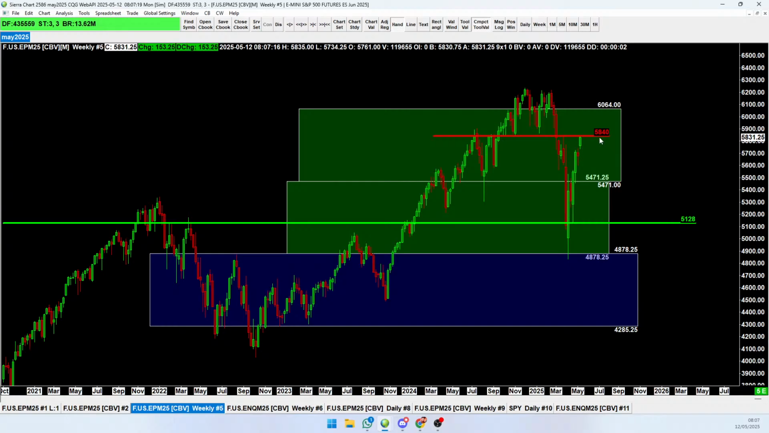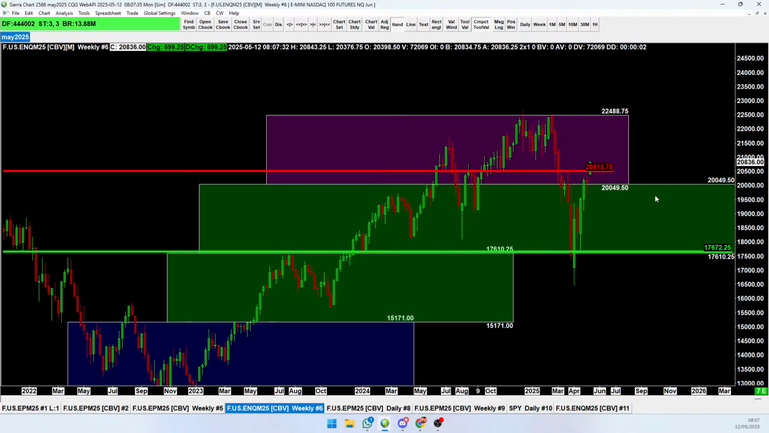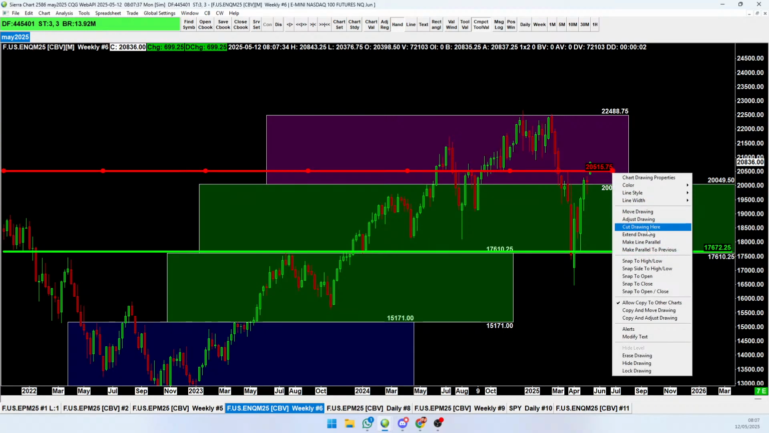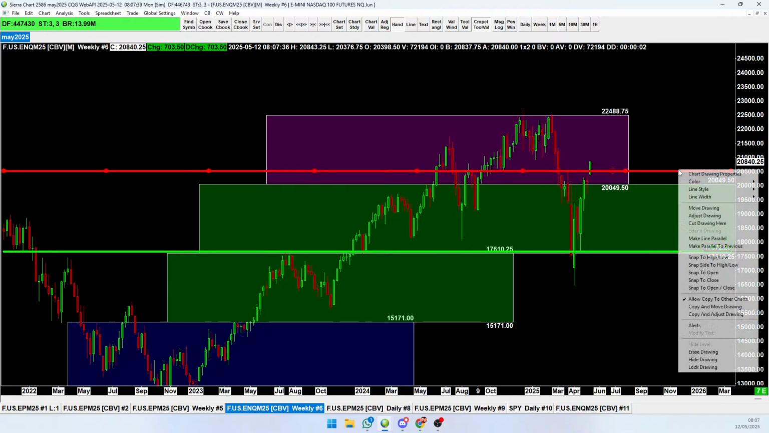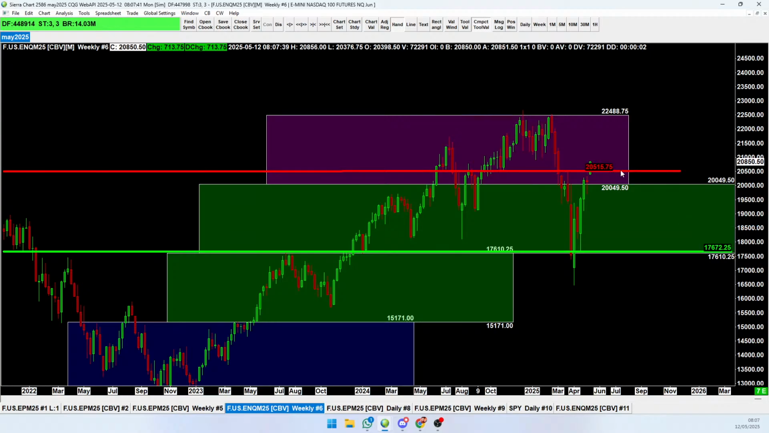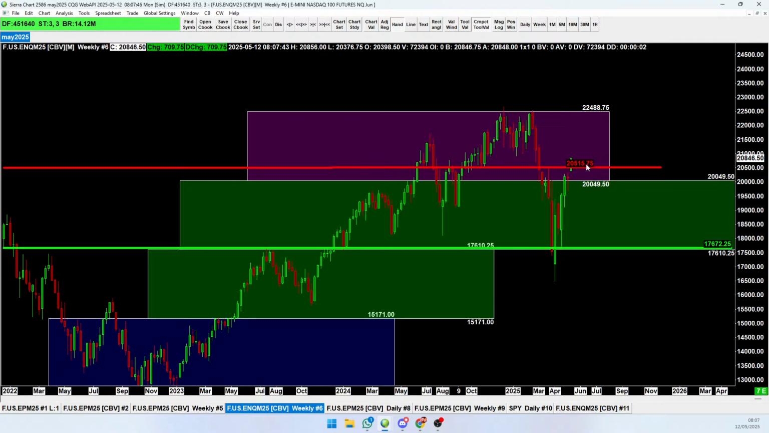I'm very curious about 58.40. Do we get resistance when we come up to 58.40? Because that's our inventory above it. I'm curious. On NQ, 5 points away from it now. We're above 20,050, 515. So let's see.